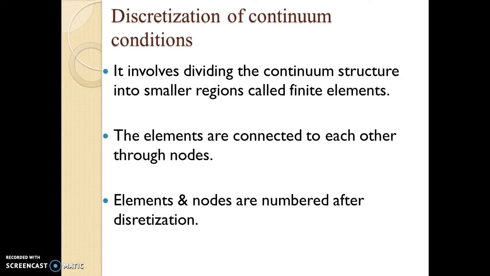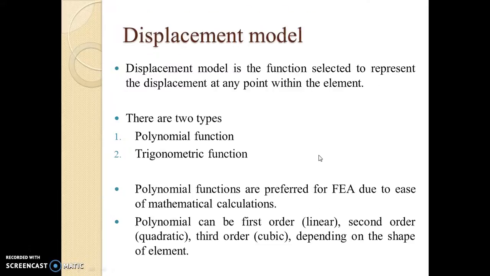The first one is the discretization of the continuum, where the step involves dividing the structure into smaller regions, which are called finite elements. Now these elements are connected to each other through the nodes, and the elements and the nodes are numbered after the discretization. The discretization means dividing the entire structure into smaller regions, which are known as finite elements, and these finite elements are connected to each other through the nodes.